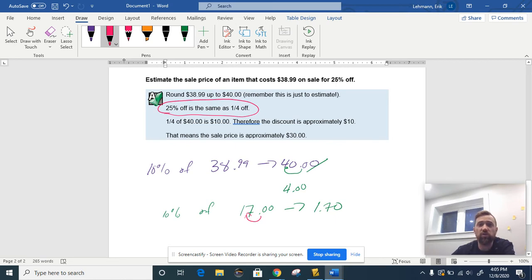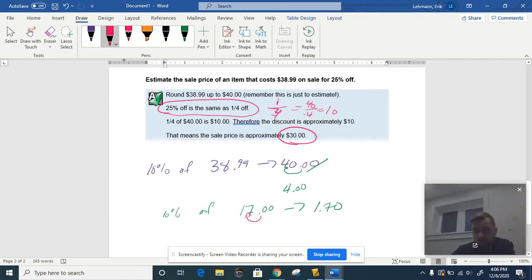So what you do is you take your price and you divide it by 4. So a quarter means 1 divided by 4. So we're taking our one whole price, dividing it by 4. So in this case, $40 divided by 4 is 10. So we are estimating the sale price in this case to be about $30. Will it be $30 exactly? No, because we've done some rounding, but that's a useful skill.